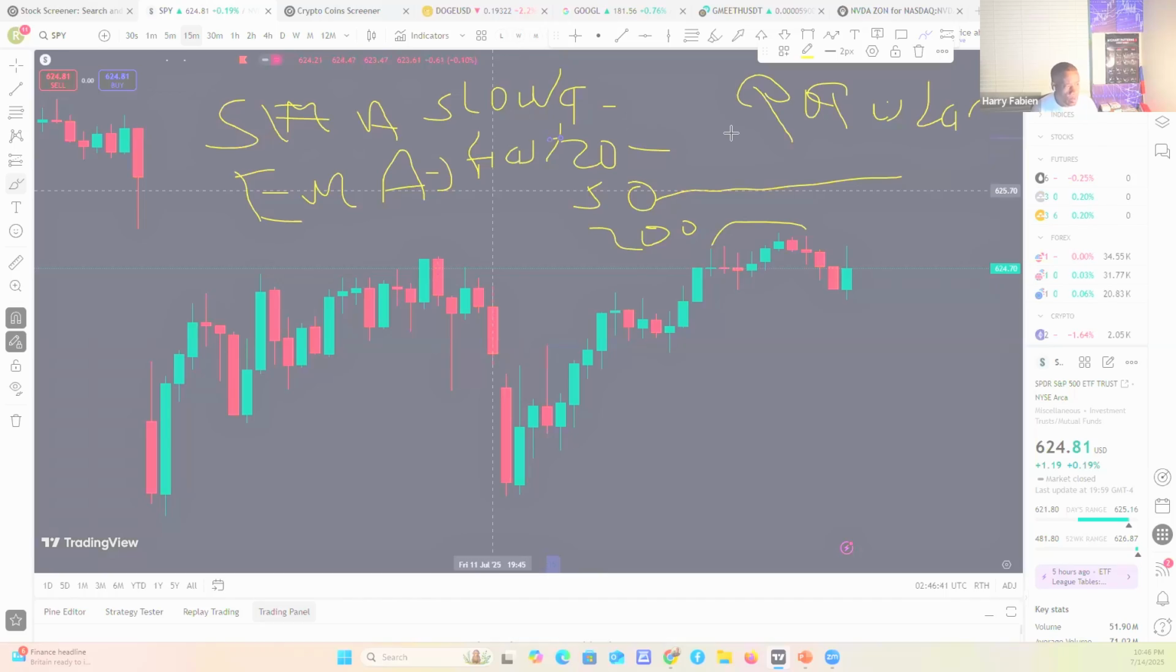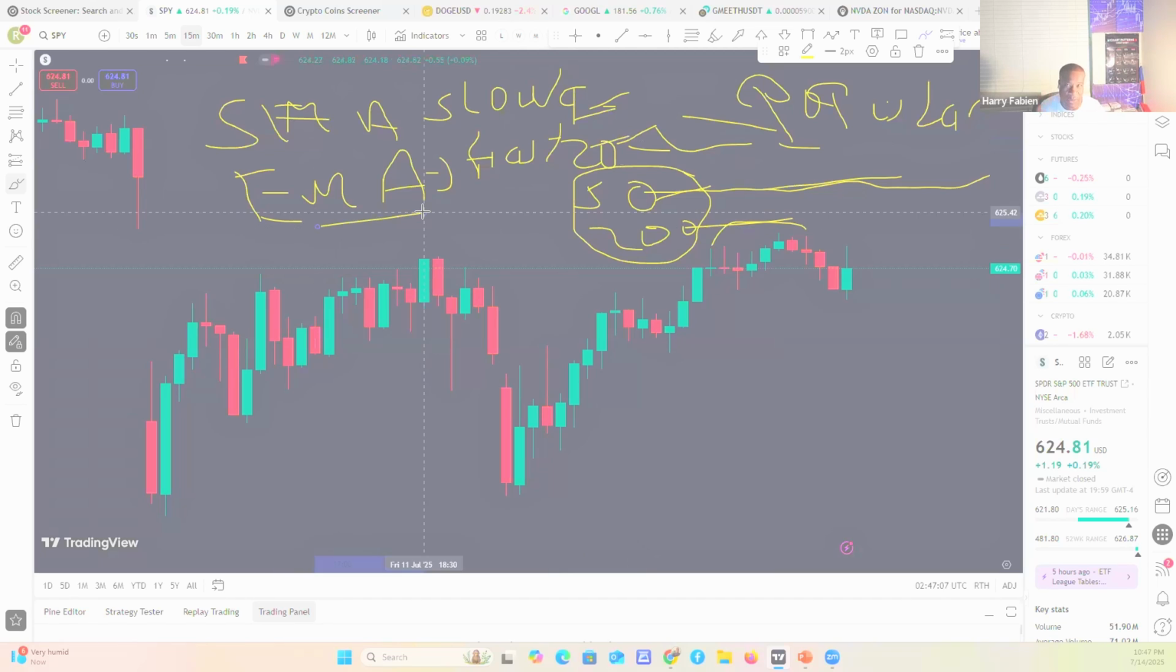The popular ones are the 9 moving average, the 20 or 21, the 50, and the 200. The 50 and the 200 we use most of the time for the long term. The 9 and the 20 you can use for fast. Most of the time you use the 9 and the 20 for the EMA, the exponential moving average, and the 50 and 200 for the SMA, the simple moving average, which goes very slowly.